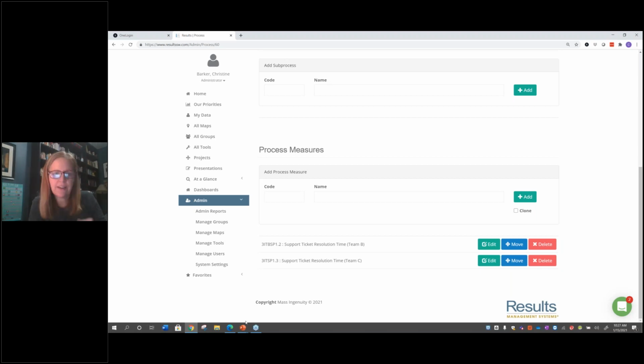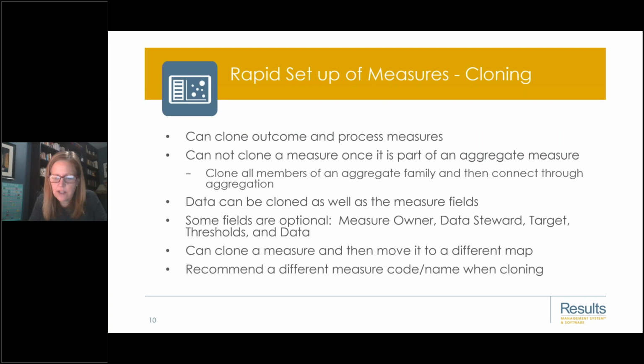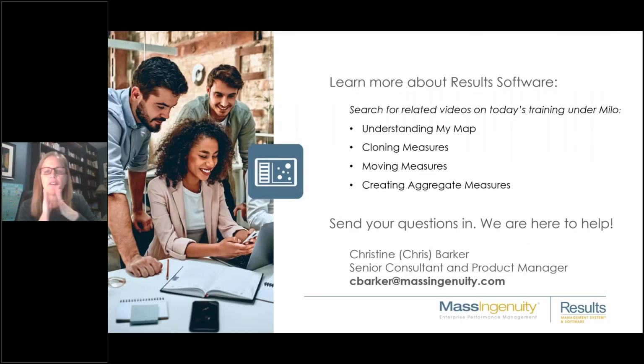Okay, I'm going to go back over to my slide deck. Just a couple tips here, a couple of the related concepts that I talked about, also looking at additional training support. When you go into results, the little icon in the bottom, we call Milo. You can search on the keyword videos and find some related videos that might also add some more depth to your knowledge. We recommend watching Understanding My Map. We have one on cloning, moving, and creating aggregate measures.